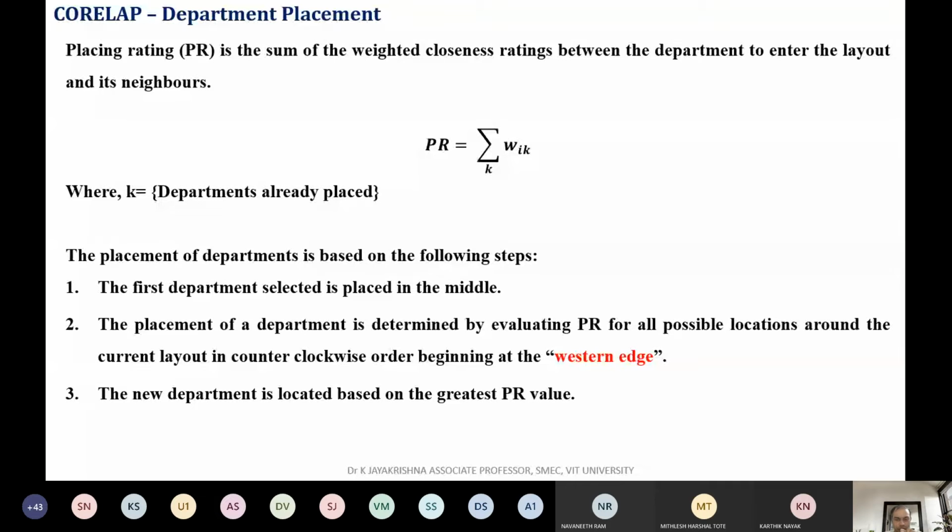And the movement should be made clockwise, counterclockwise. By moving to the western edge, not towards the eastern edge, you should move to the western edge and then make it counterclockwise. Go to the center, start from the center, go to your west side, then make a counterclockwise rotation. That is how we are going to allocate the departments.